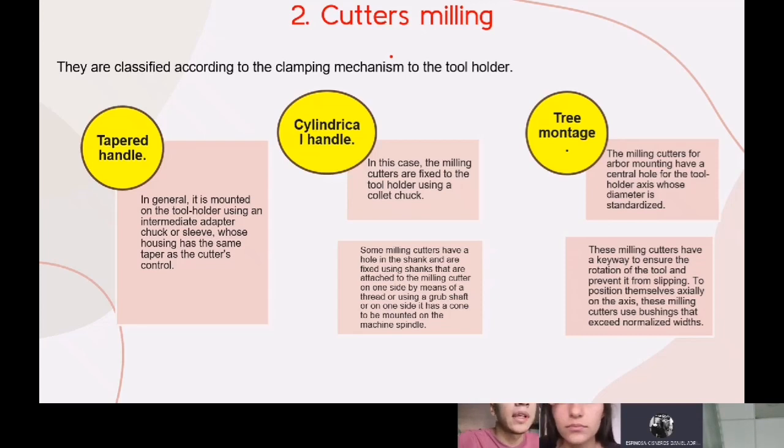3. Mounting. The milling cutters for this mounting have a central hole for the tool holder axis whose diameter is standardized. Thus the milling cutters are carried along to ensure the rotation of the tool and prevent it from slipping in position, then axially on the axis. Thus the milling cutters use bushings and standardized widths.